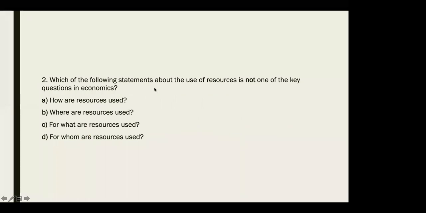Which of the following statements about the use of resources is not one of the key questions in economics? How are resources used? Yes, this is one of the key questions. And what are resources used for, and for whom are we using resources? But we don't get the question of where the resources are used. So the correct option would be where are resources used. This is not something we take into account when making statements about the use of resources.